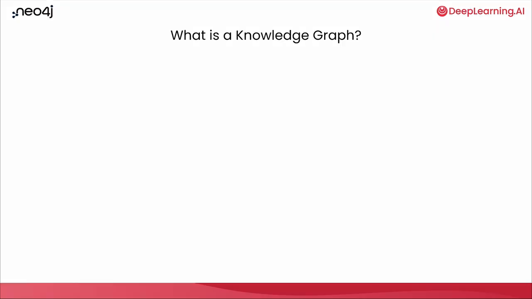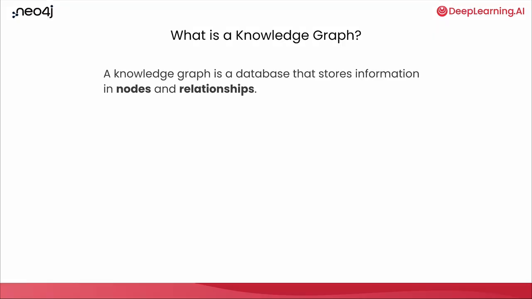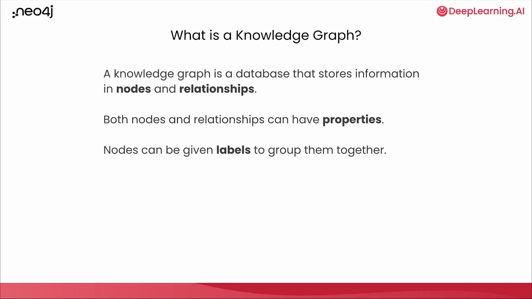So what is a knowledge graph? A knowledge graph is a database that stores information in nodes and relationships. Both nodes and relationships can have properties, key value pairs, and nodes can be given labels to help group them together. Relationships always have a type and a direction.